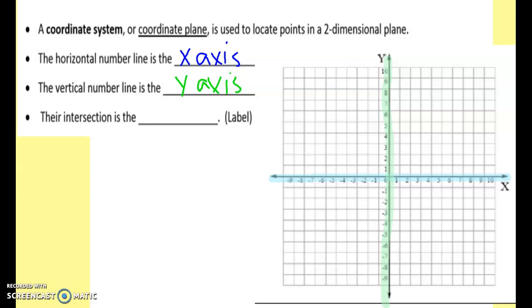And last but not least, the intersection of the two lines is right here in the middle. This is where I'm referring to, that center point. This in geometry is called the origin. You'll often hear it called the origin in geometry. So it's good to know.